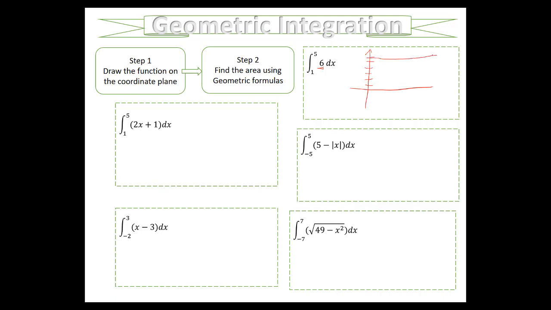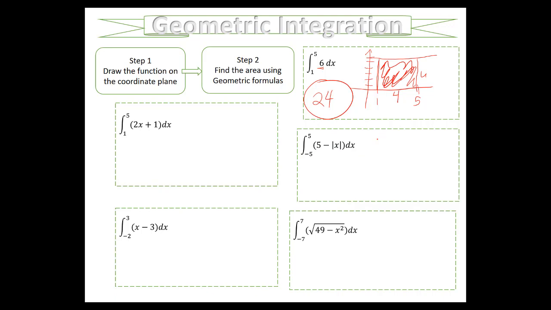Here's my line, and I'm going between 1 and 5. If you look at that, you have a rectangle, a 4 by 6 rectangle, so your area is 24, or your definite integral would equal 24. And let's look at this one next.